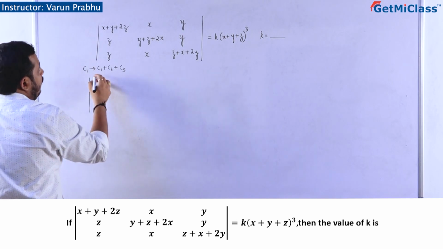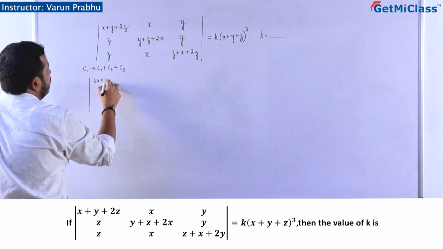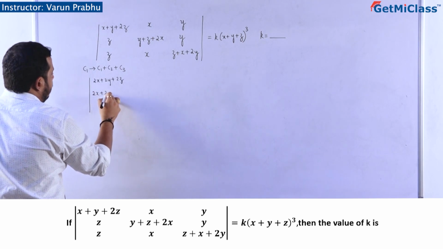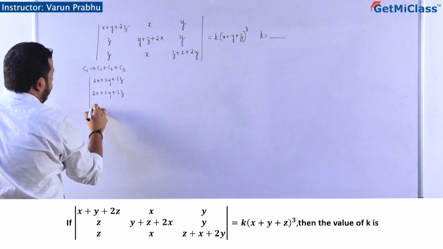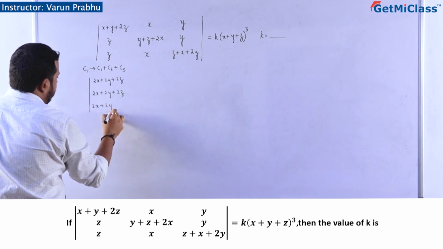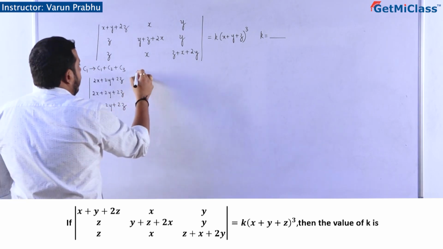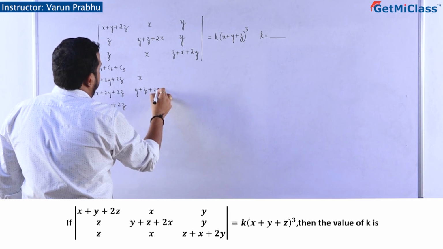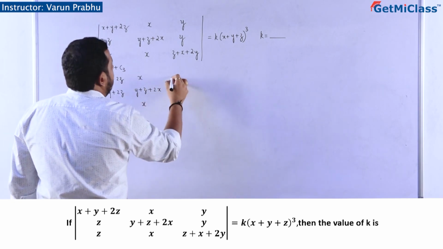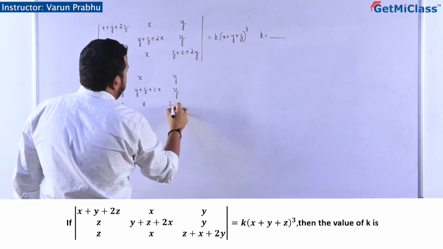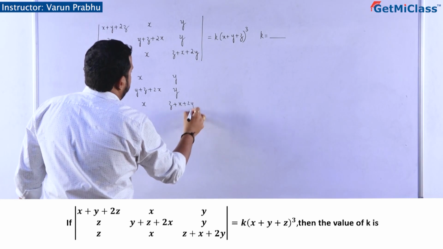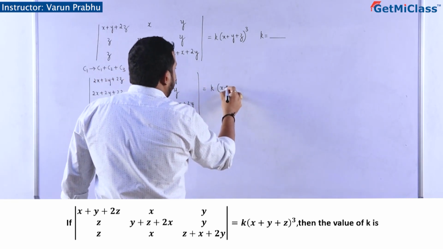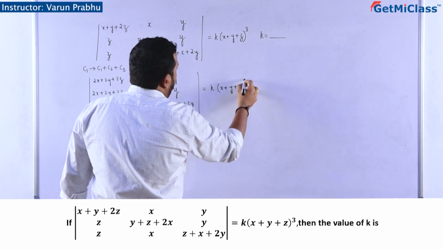So what do we get now? We will get 2x plus 2y plus 2z. Is it right? Here also 2x plus 2y plus 2z. Here also we'll get 2x plus 2y plus 2z. Is it right? And here we'll get x, y plus z plus 2x, y plus z plus 2x, x, and y and z plus x plus 2y. Is it right? This will be equal to k times (x plus y plus z) the whole cube.